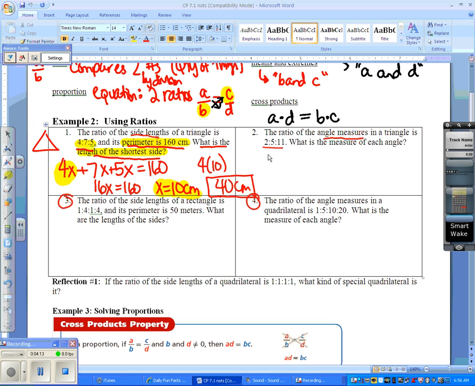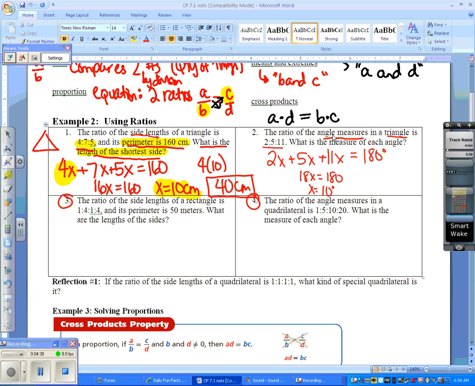Again, with the ratio, we're still going to do the same thing: 2x, 5x, and 11x. But this time it doesn't give us another number. Here it gave us 160. But since we're talking about the angles of a triangle, we already know that the angle measures always add up to 180 degrees. So if we add these up, it should equal 180 degrees. We add the coefficients and get 18x equals 180, and wouldn't you know it, x equals 10 degrees.